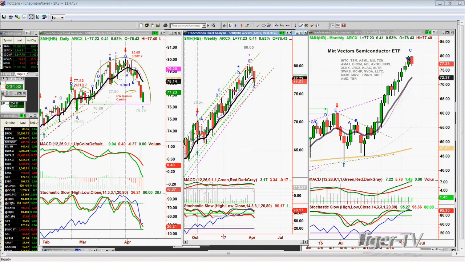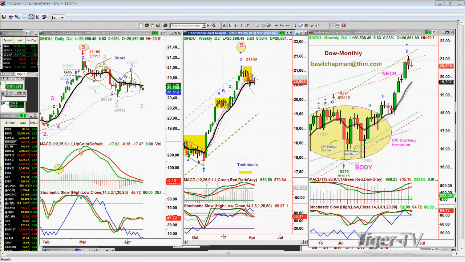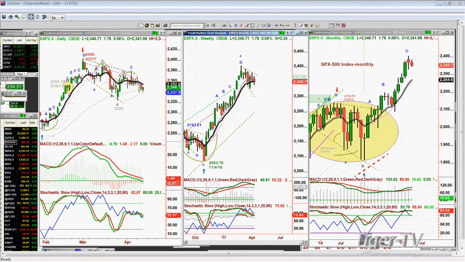Okay, so here's the big issue. The monthly charts are still in leg C. Only the Dow is in leg D, and I can't remember which other index is in D. So it says to me, S&P, leg C, there's more to come. When does it start is the question? How does it start? And what essentially will be leading it on the way up?